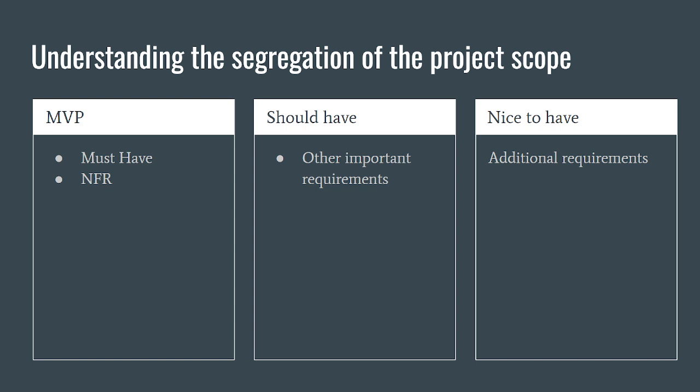And then there should have features, which are the features important to the project but not to the minimum viable product. And then you have nice to have requirements. This will allow us to continue only if the budget allows us with the approval from the client go ahead.